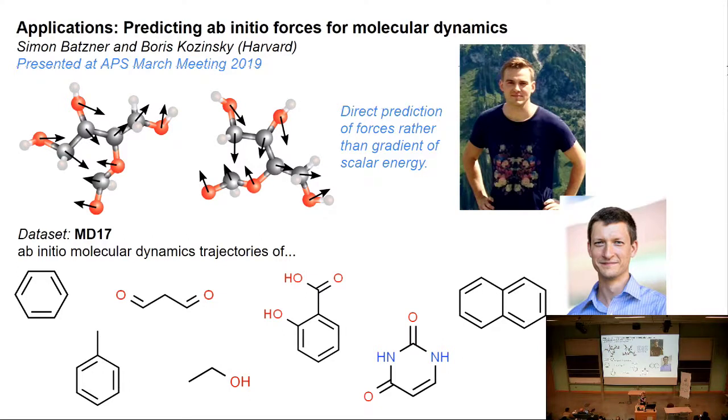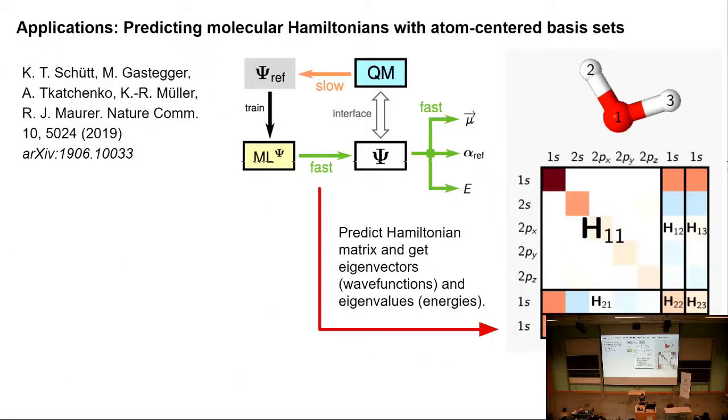So I have these really wonderful collaborators at Harvard, Simon Batzner, who's done so much heavy lifting on this, and Boris Kaczynski. They presented this at APS March meeting this past year. What they're doing is using these networks to directly predict forces on these molecules. Previously, what people do is they predict an energy and take gradients of the network to predict forces, so it's an additional step. And they showed that you could do this on the MD17 data set, which are molecular dynamics trajectories of these specific molecules. So that's cool.